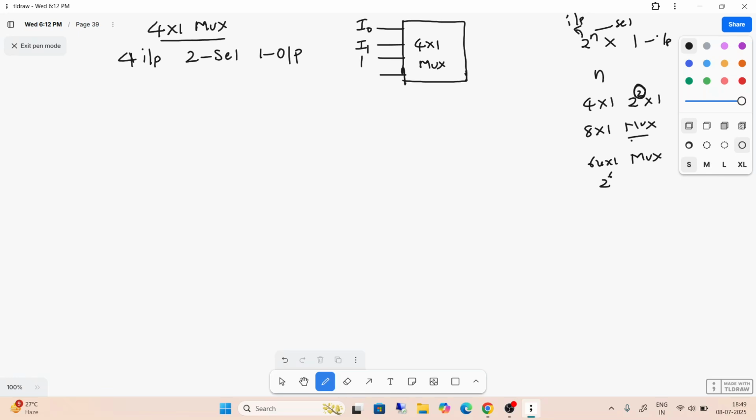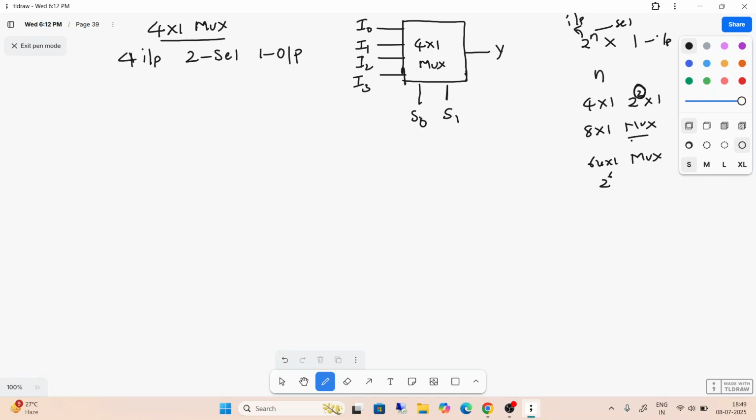So the inputs are I0, I1, I2 and I3, and this is the output. With 2 selection lines, you take S0 and S1.